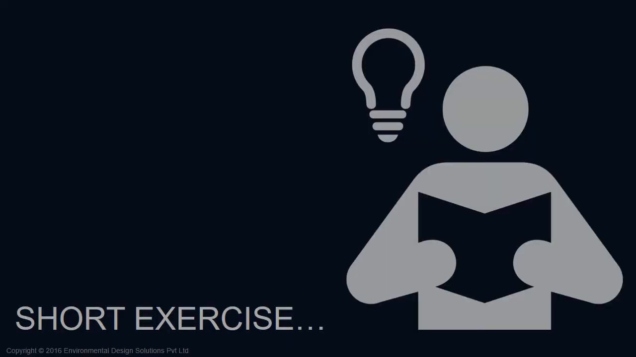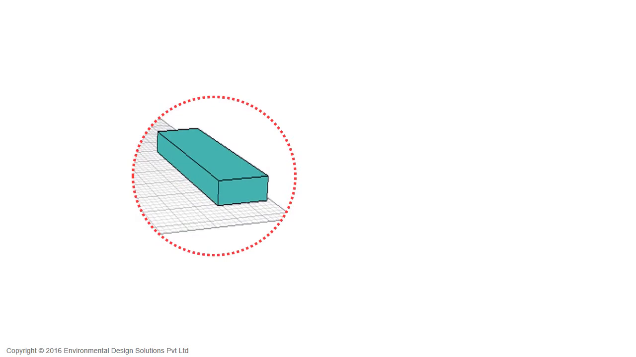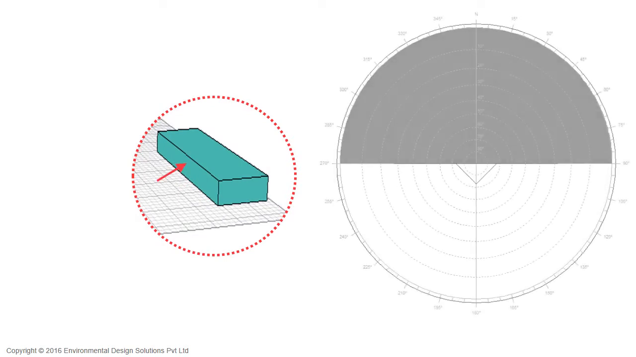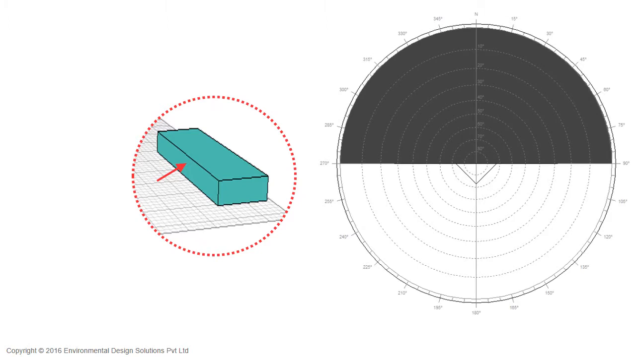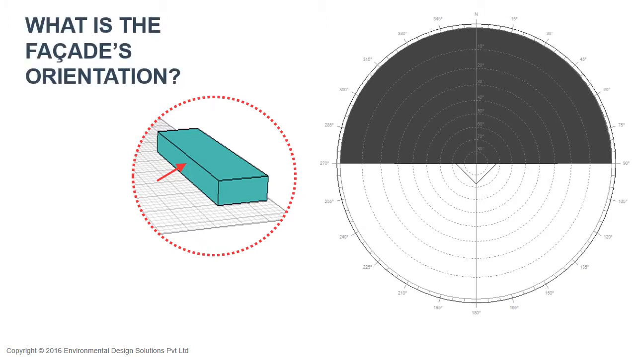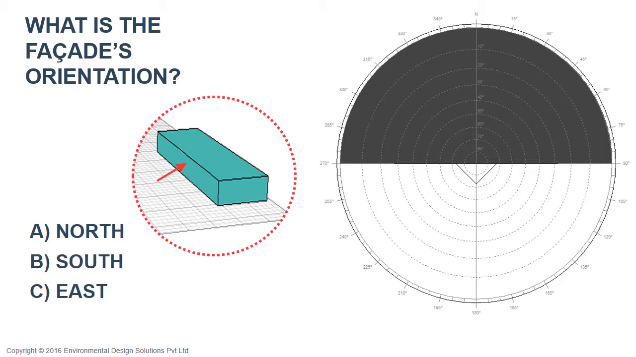Okay, let's do some short exercises to reinforce the concepts. For this facade here, can you tell its orientation from its shading mask? Is it oriented towards the north, south, east, or west?